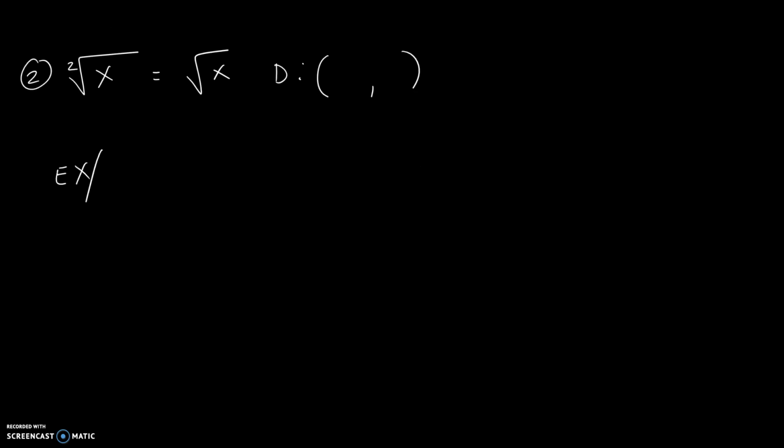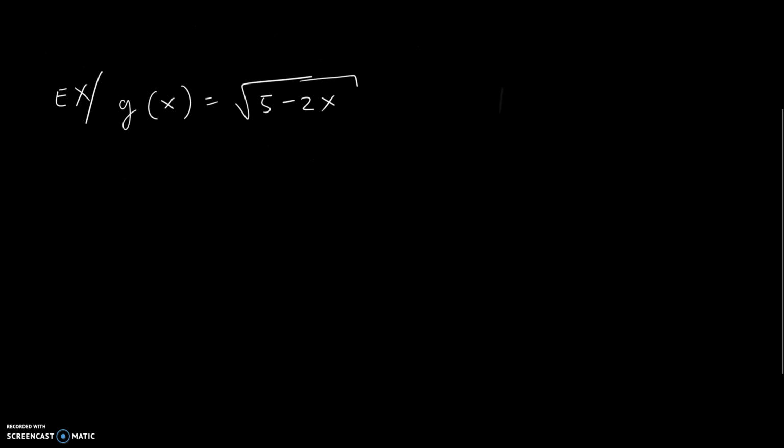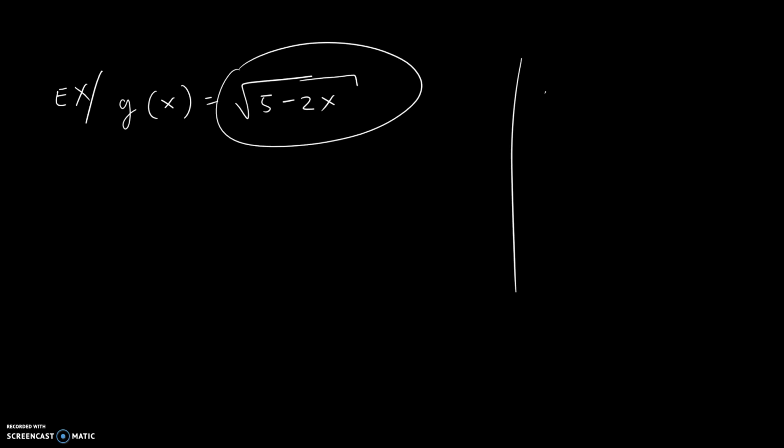If we have g of x equals the square root of 5 minus 2x, this is an even radical. So first we need to find the domain of this. So we go on the side. What we do is whatever's inside the radical, we set greater than or equal to 0, because that means it has to be non-negative. So then you solve for x.